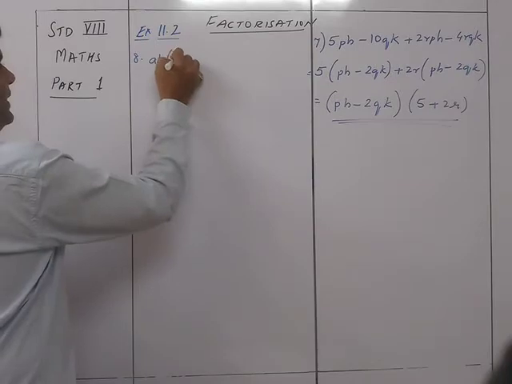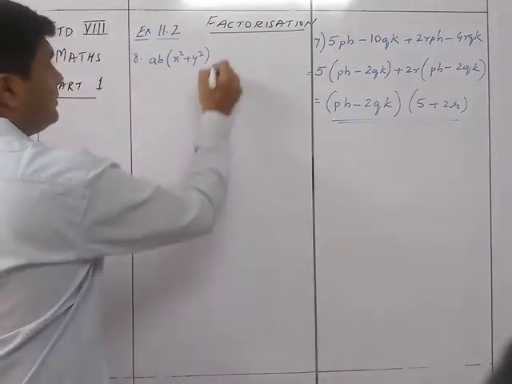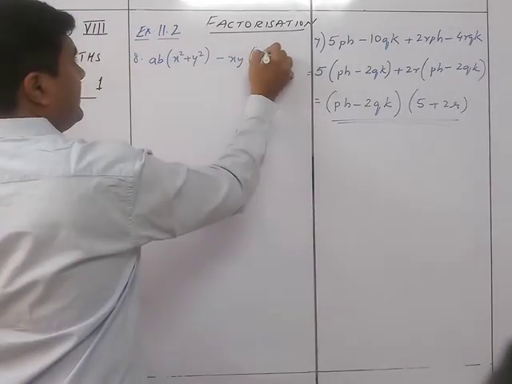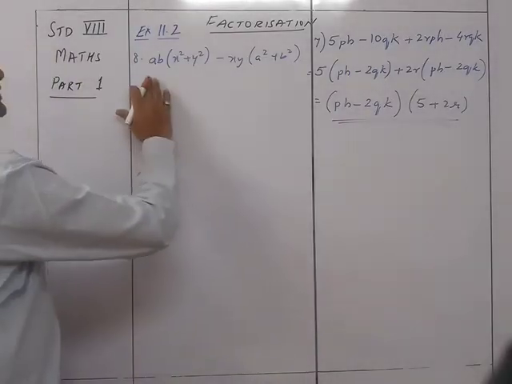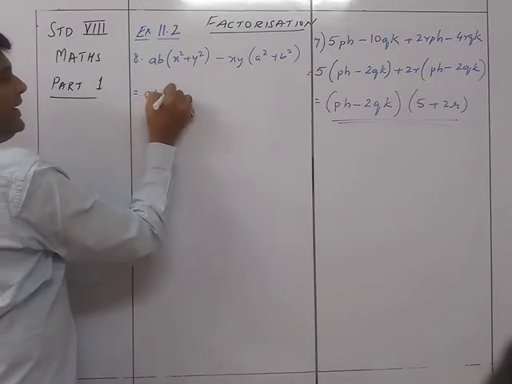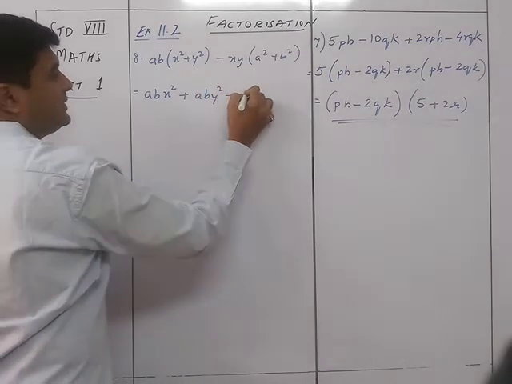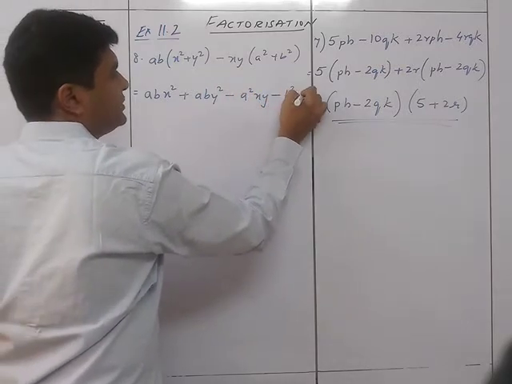ab(x square plus y square) minus xy(a square plus b square). Now there is nothing common over here, so I need to open up the bracket. On opening the bracket, I get abx square plus aby square minus a square xy minus b square xy.